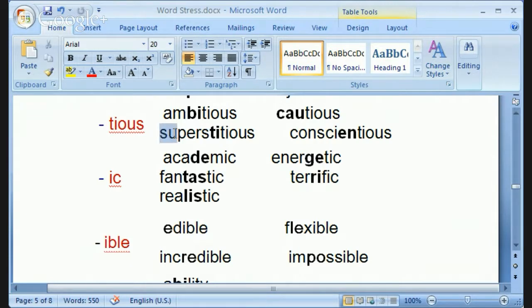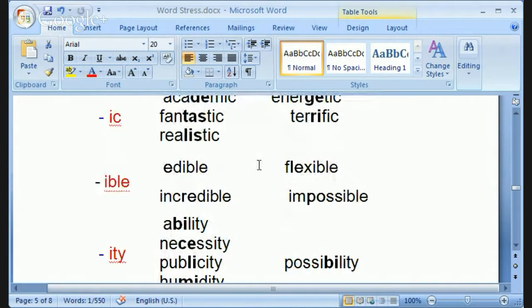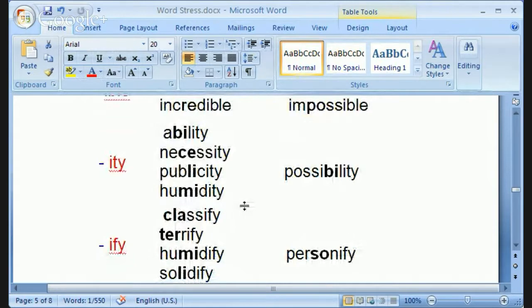For example, superstitious. I can add ly to create an adverb: superstitiously. Ly, as a suffix, doesn't change the stress, so I don't have to worry about it. But I'm giving that to you as an example: superstition, superstitious, superstitiously. There are cases where we add two different endings to a word, as in photo, photograph, photographic.